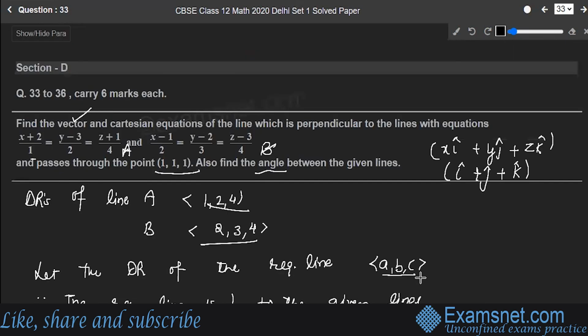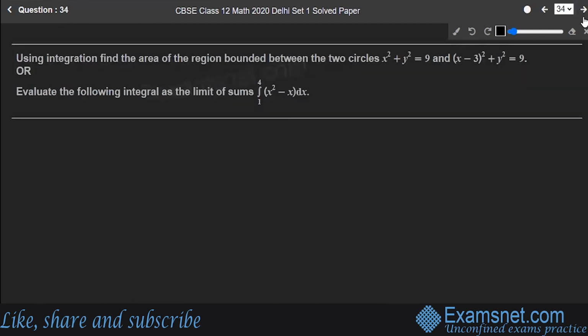Part B. No, sorry, not part B. This is the third one. Okay. I hope you got that. Let's move to the next question, number 34. Now we have a choice in this question.